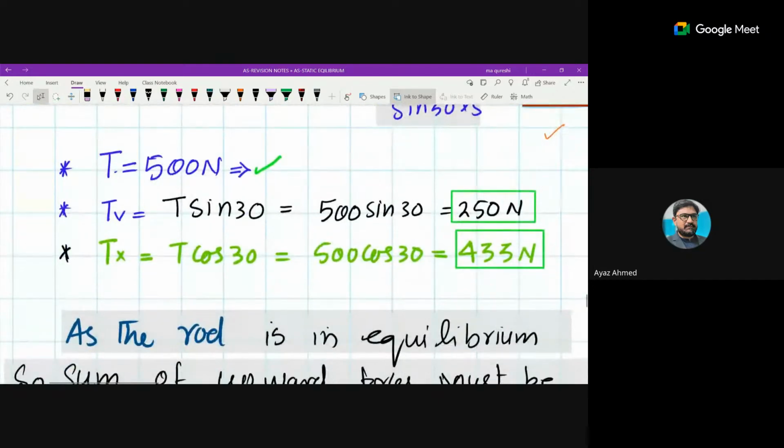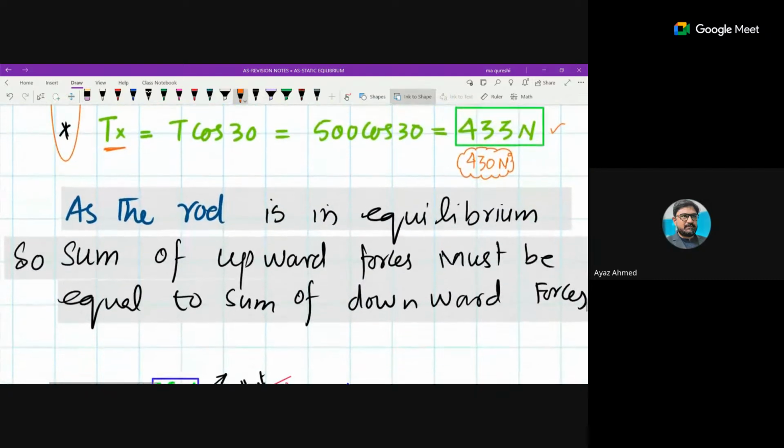Now the problem is you have to perform these three calculations. I mean, you did it. The tension is 500, the vertical component of the tension is 250 Newton, and the horizontal component of the tension is 433 Newton. So you can simply write it 430 Newton. Is it clear to you? Yes. Now there is a problem.